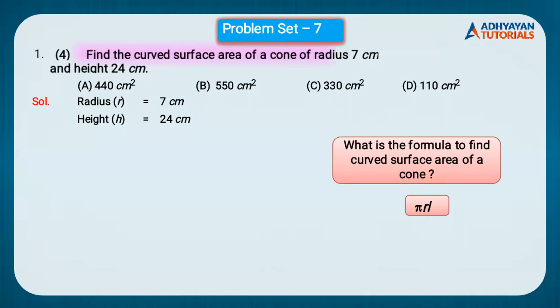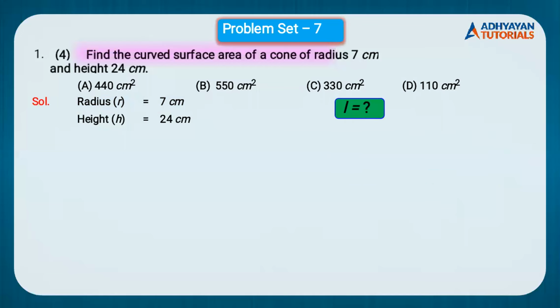Perfect. Radius we know. Radius is given 7 centimeter. And slant height we don't know. L is not given to us, so we have to find the slant height. Now students, what is the formula for slant height? Look in the formula sheet. What is the formula? Perfect. L is equal to under root of r square plus h square.